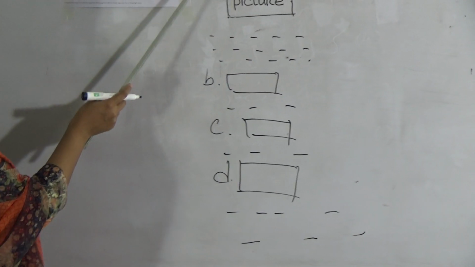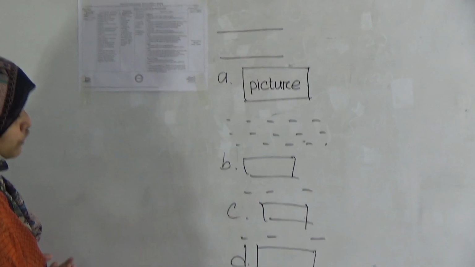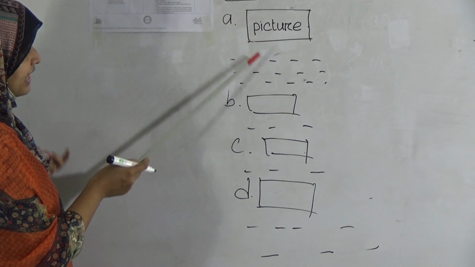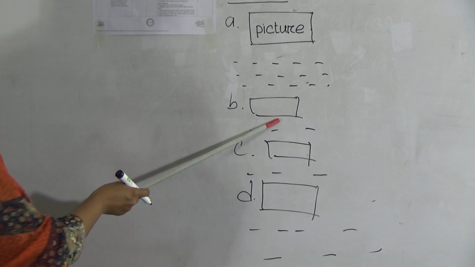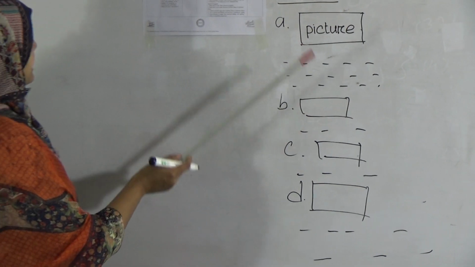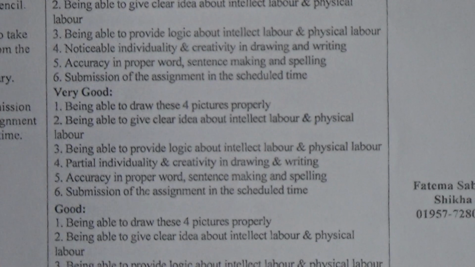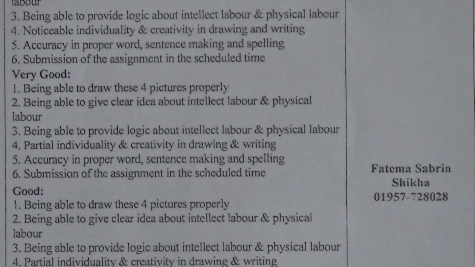First you have to write about intellectual labor and physical labor, then you will draw the pictures. Along with each picture you have to explain the reasons behind it, why this one is physical labor or why this one is intellectual labor. And students, I said if you want to get excellent, you must draw the pictures properly and explain the reasons properly. And don't forget to draw. You can't print out or attach pictures in your assignment. You must draw the pictures on your own.